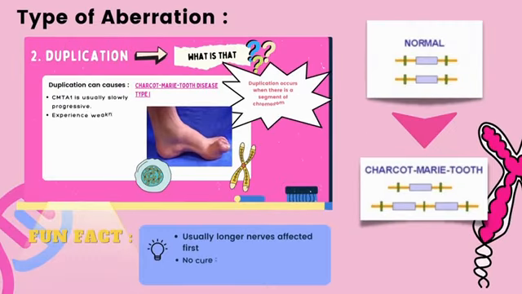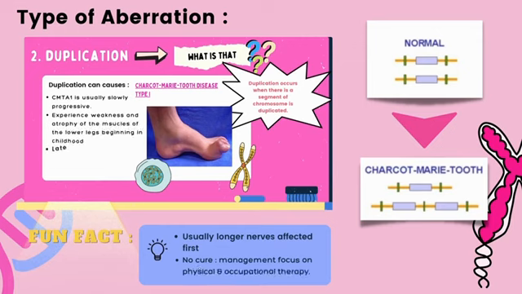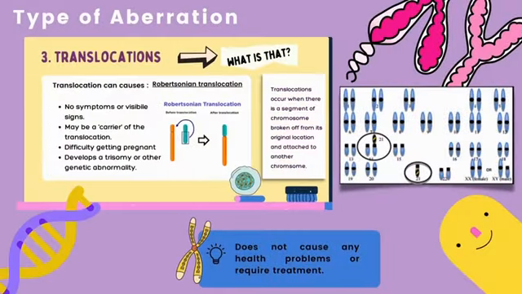Next one is the duplication. Duplication normally can cause Charcot-Marie-Tooth disease type 1. A person affected by this disease will experience weakness and atrophy of the muscles of the lower legs, normally beginning in childhood. And last but not least is translocation.